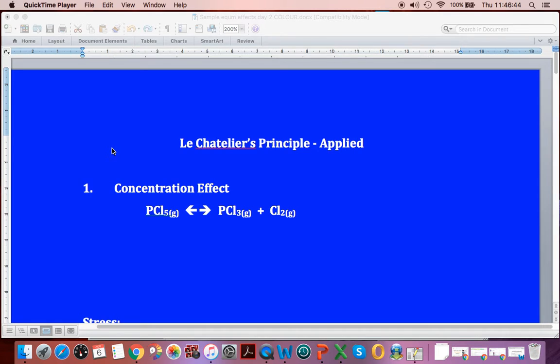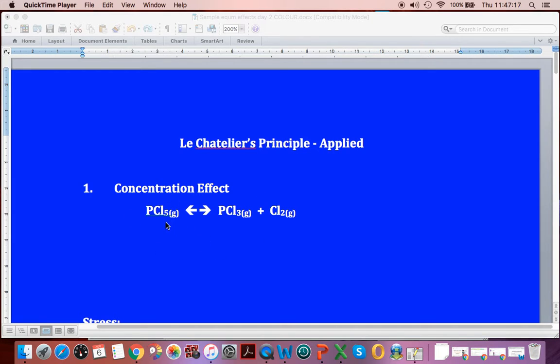Recently, we introduced you to Le Chatelier's principle, and this is one of the most important concepts in Chemistry 12. So you should understand the principle, but you should also understand how changes in things like concentration, pressure, and temperature will cause shifts in equilibrium. So you should understand the difference between the word stress and the word shift, and we're going to try out some examples. That's why it said applied. First thing we're going to look at are concentration changes.